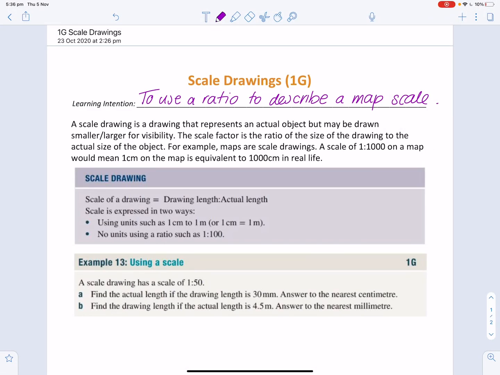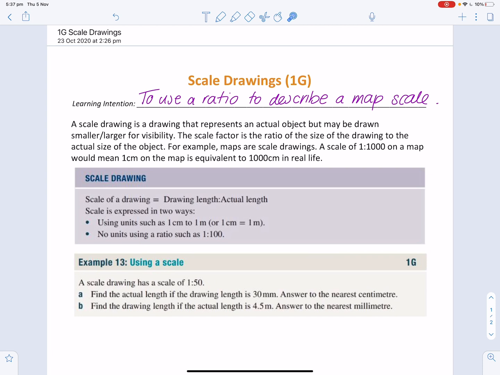Scale drawings, exercise 1G from rates and ratios. The learning intention for this lesson is to use a ratio to describe a map scale. So scales on maps and house plans and things like that, they're all examples of ratios.